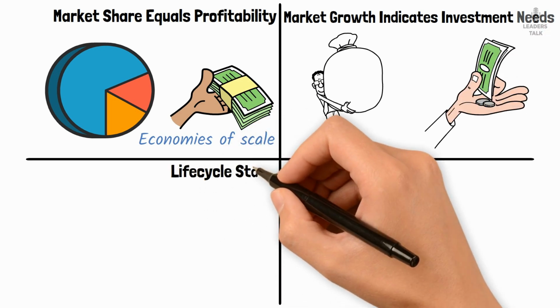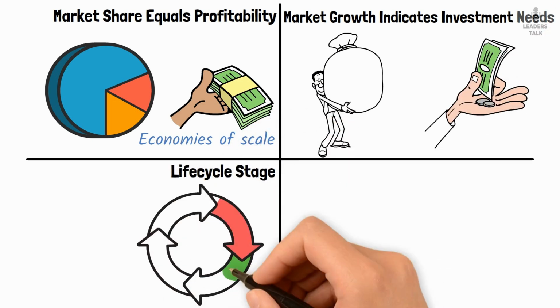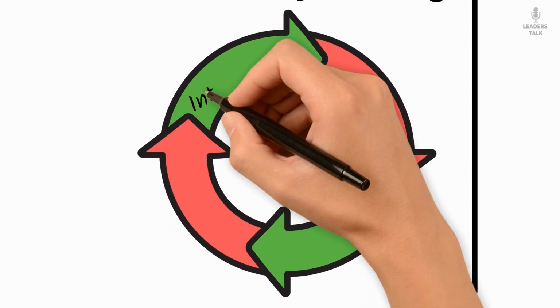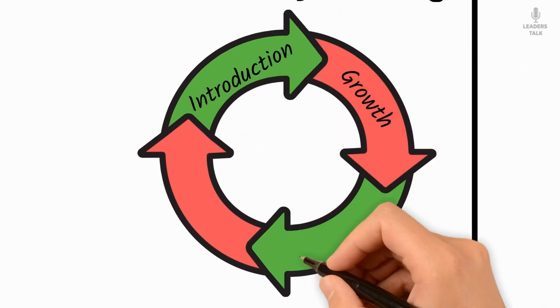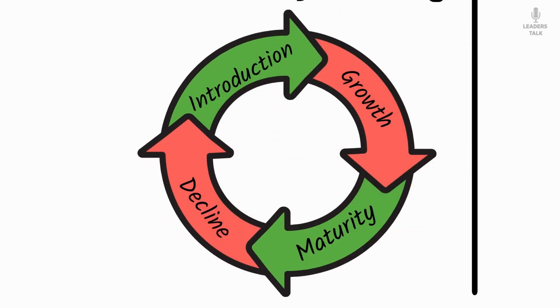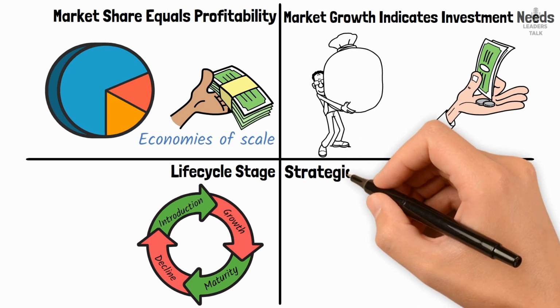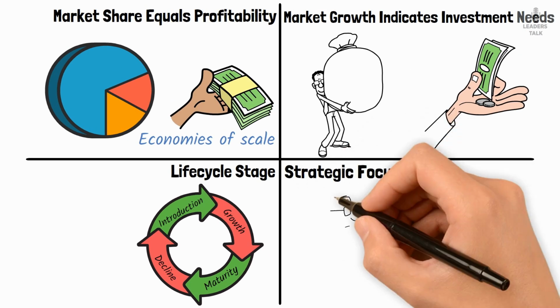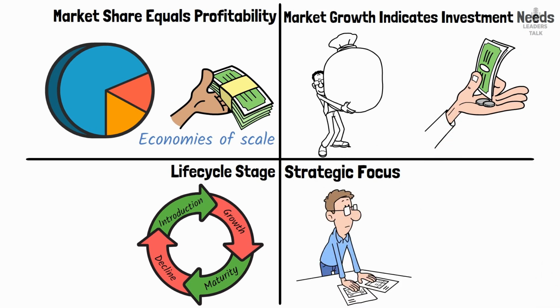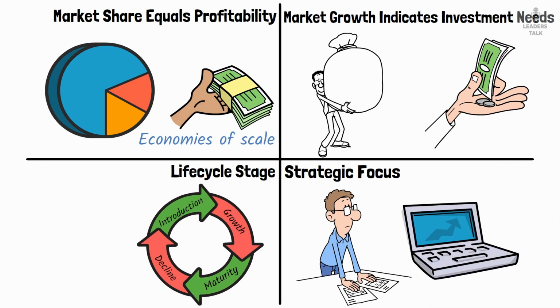Lifecycle stage. The matrix is based on the product lifecycle concept, where products move through stages of introduction, growth, maturity, and decline. Strategic focus. The tool assumes that companies should focus on products that offer the highest returns or have the potential to do so.